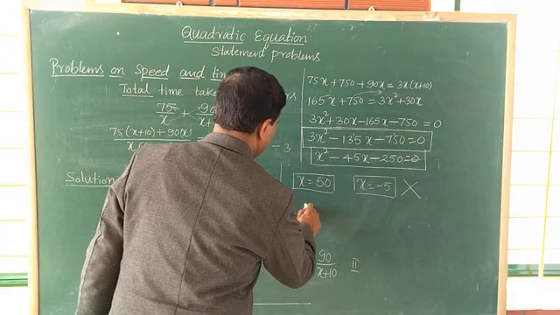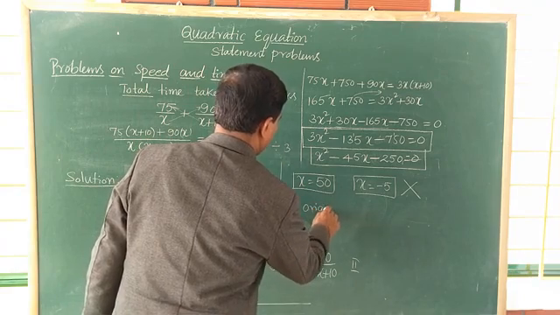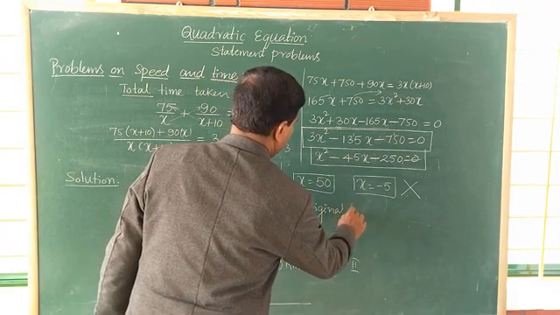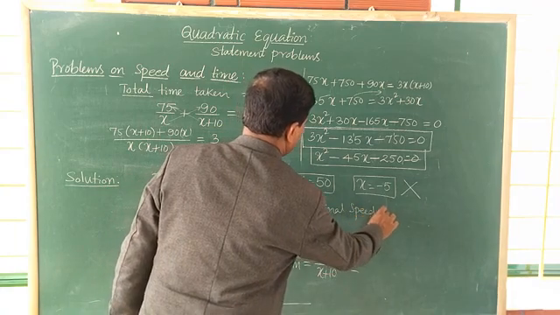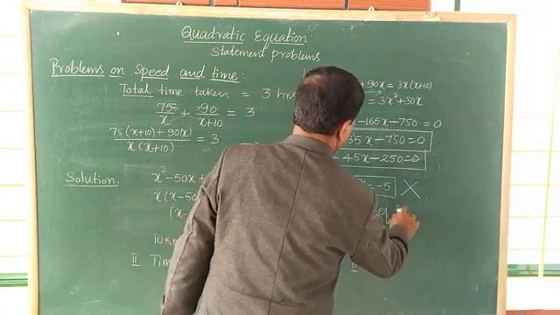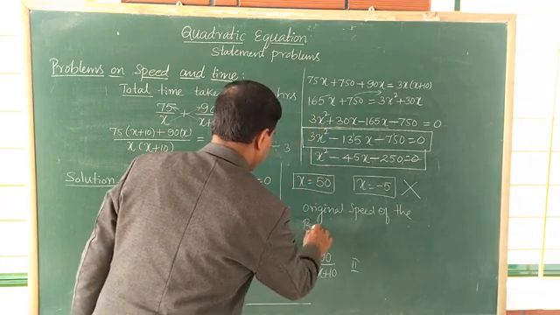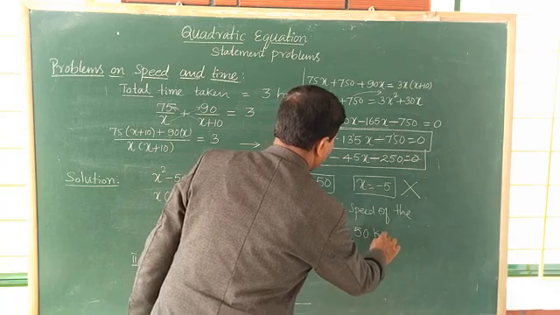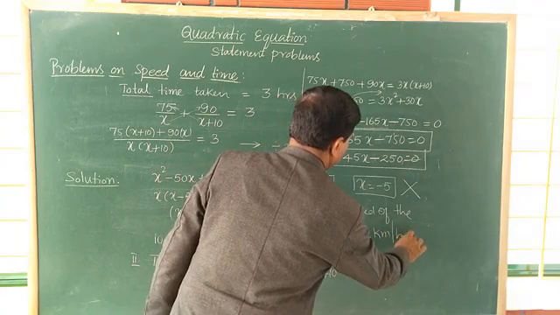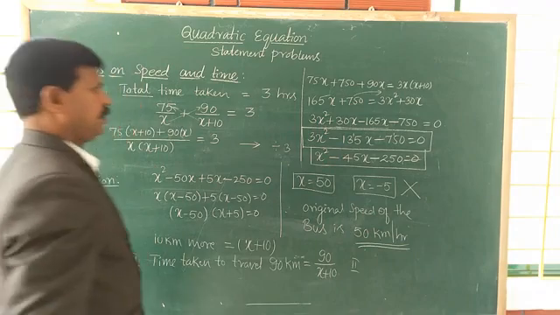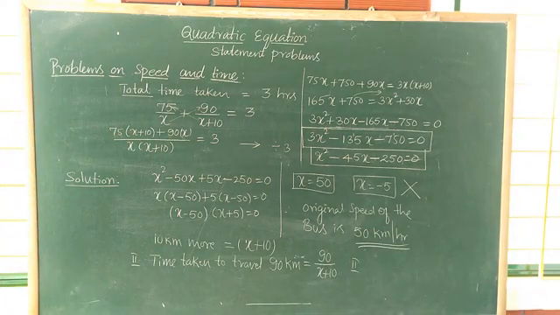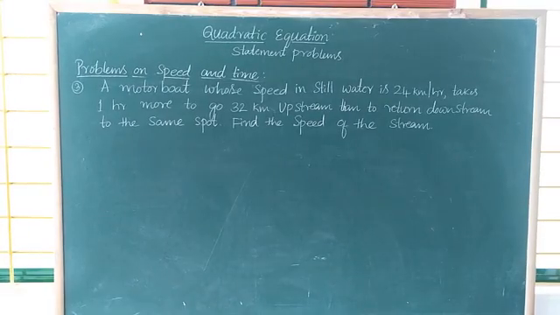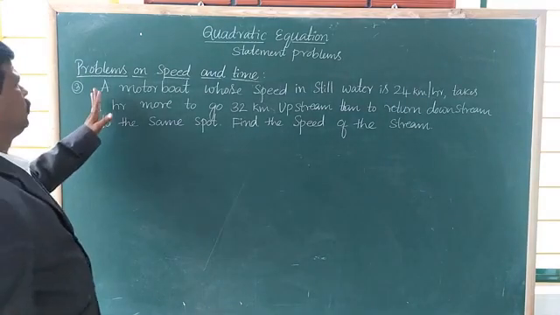Therefore, the original speed of the bus is 50 kilometer per hour. So this is the problem. Clear? Now let us take the third one.